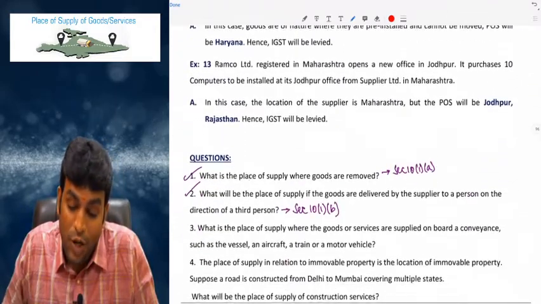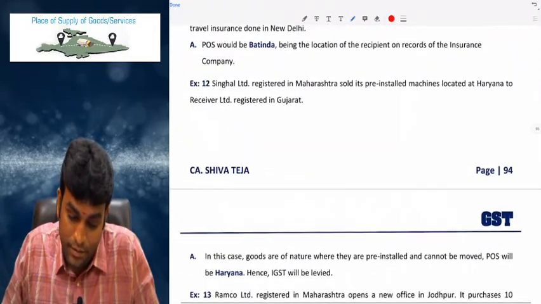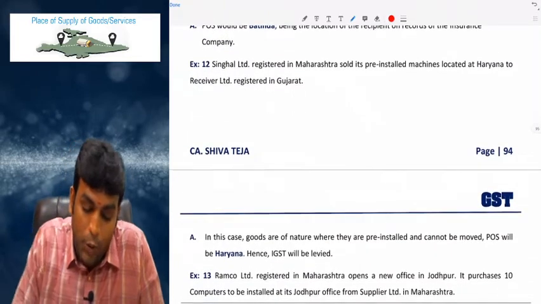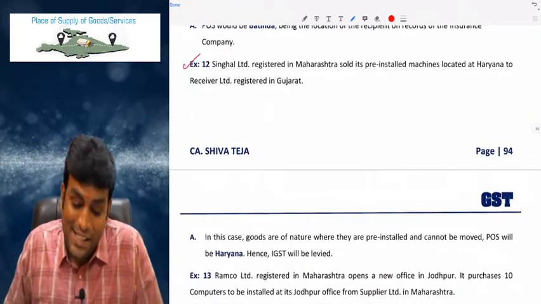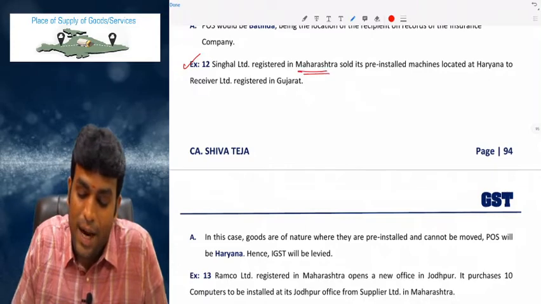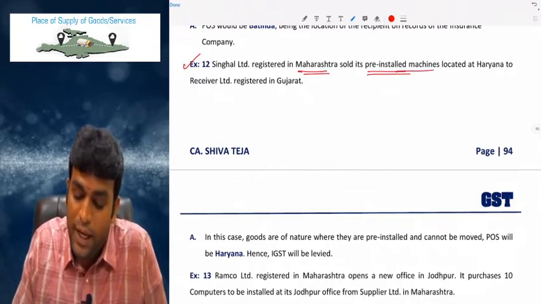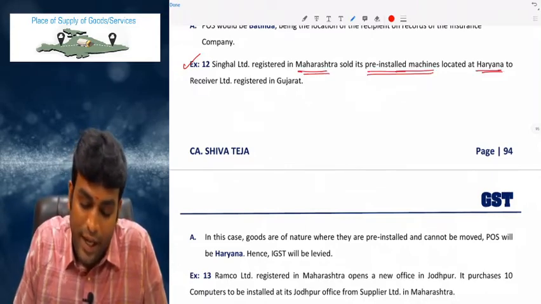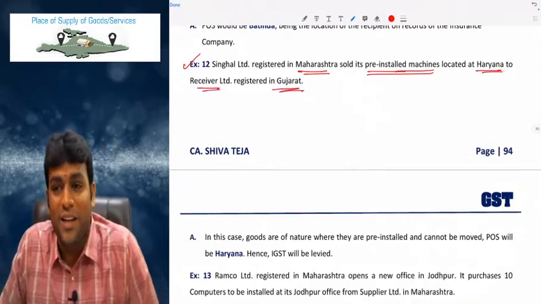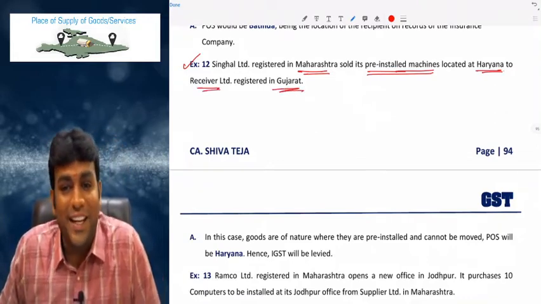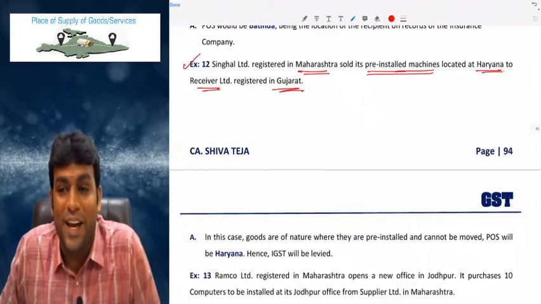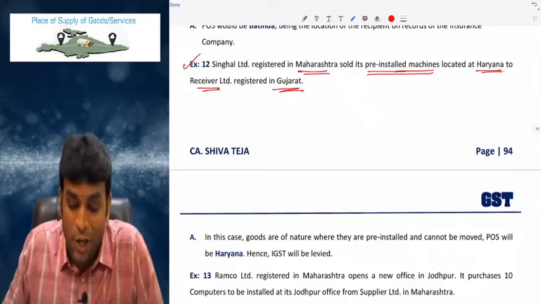That requires some more knowledge. Look at the 12th question, my dear friends. Single Limited, registered in Maharashtra, sold its pre-installed machines located in Haryana to Receiver Limited located in Gujarat, registered in Gujarat. So what? Still the answer is Haryana, because we are talking about a place where there is no movement of goods.